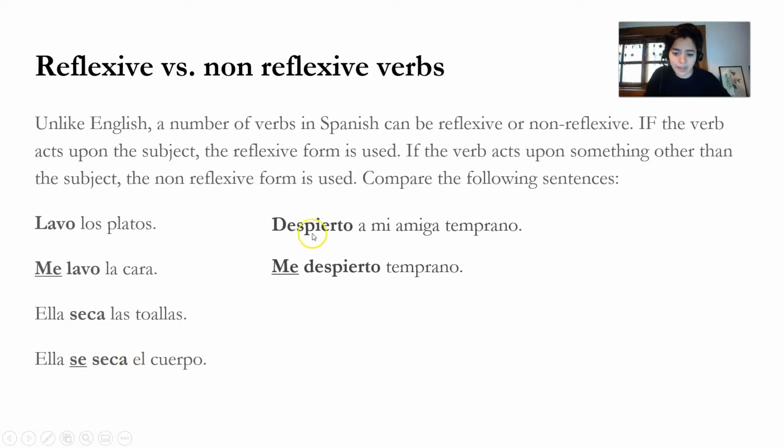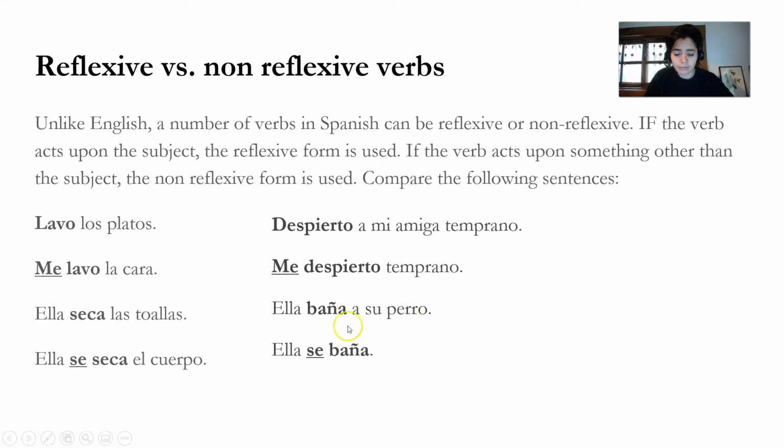Despierto a mi amiga. I wake up my friend early. Temprano, early. And the second one is me despierto temprano. Me despierto temprano comes from despertarse. That's a reflexive verb. You wake yourself up early. But despierto a mi amiga temprano. I wake my friend early. Is different because I am performing the action and my friend is receiving the action.